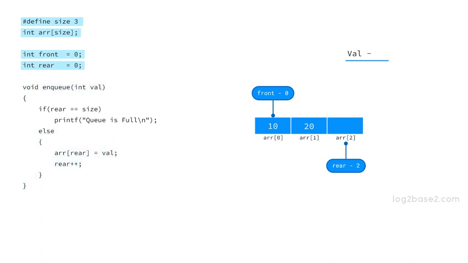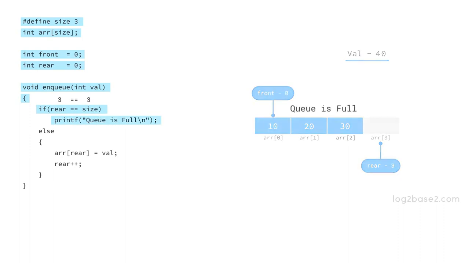Now let us insert 30 into the queue. So call the function, check if rear equal to size, which is not. So go to the else part and add 30 at the rear and increment rear. So rear equal to 3 now. Now let us try to insert another element 40. So we call the function enqueue again, and first we check if rear equal to size, and the condition is true here since queue is full, so insertion is not possible, so we exit the function.